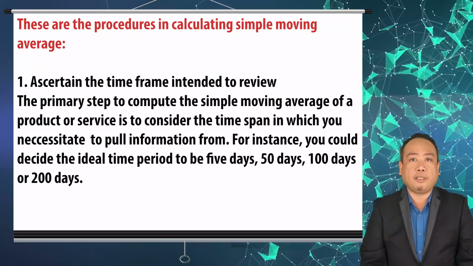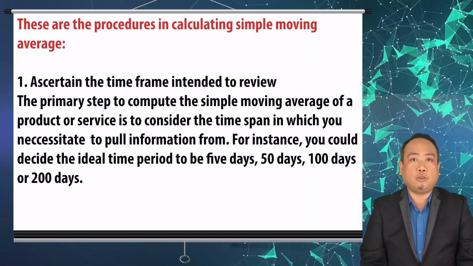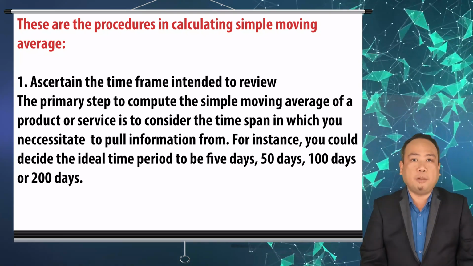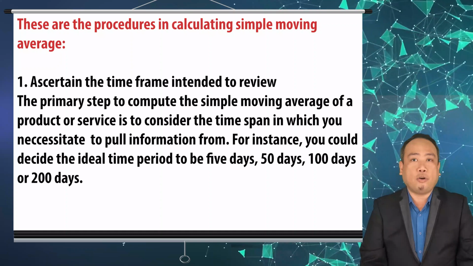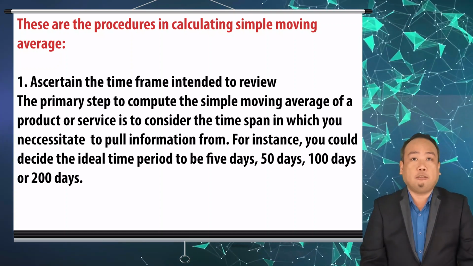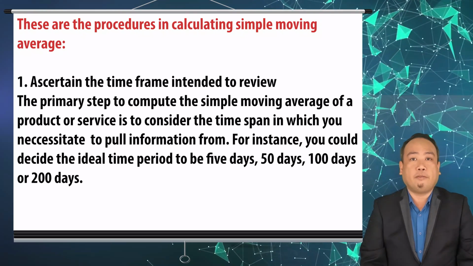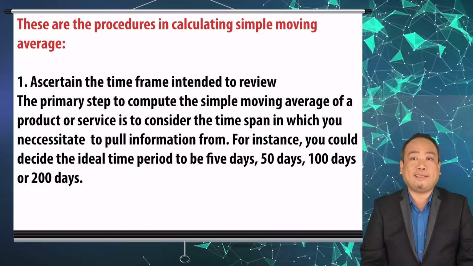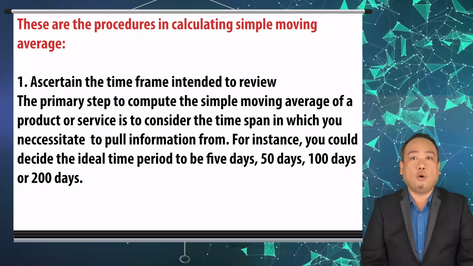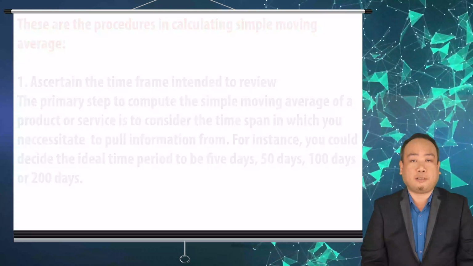Number one, ascertain the time frame intended to review. The first step to compute the simple moving average of a product or service is to consider the time span from which you need to pull information. For instance, you could decide the ideal time period to be 5 days, 50 days, 100 days, or 200 days.